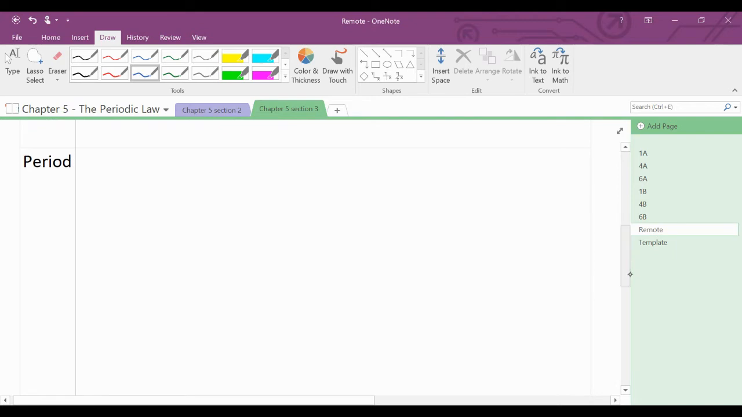Okay, so let's talk about an explanation for what happens within a period. So when we talk about a period explanation, we're going to go from the left. We should know that periods are the horizontal rows on the periodic table. And when we're talking about a period trend explanation, we're talking about going from the left to the right side of the periodic table.